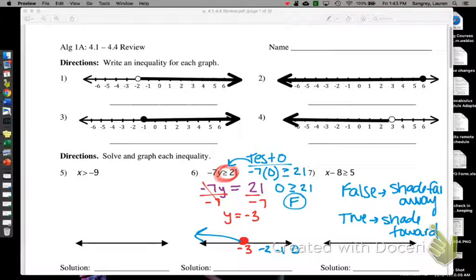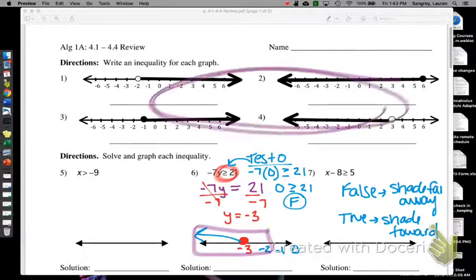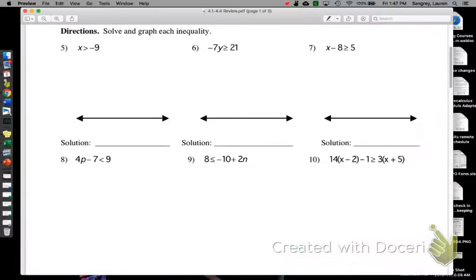And then the last step is we look at our graph, just like we did with these first 4 problems. The variable comes first. The number is -3. And my arrow is pointing to the left, so this is all the numbers less than or equal to -3. I'll do one more like this for you. I'm going to look at number 7.